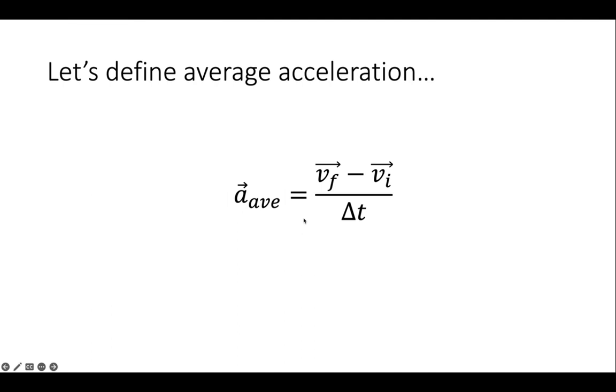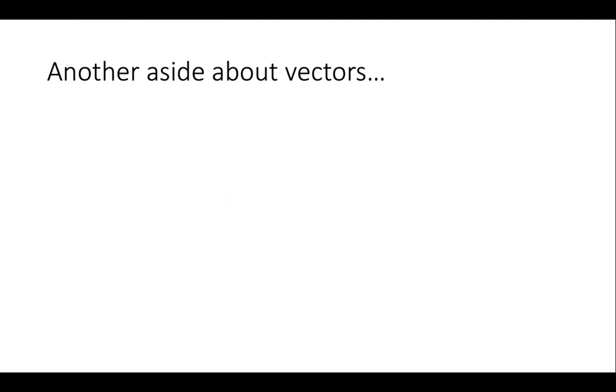However, we haven't discussed how to subtract one vector from another. In this case, we want to subtract the initial velocity from the final velocity. And so since I haven't told you how to do that, we can't apply this definition to our motion diagram yet. So we have to make another aside. We need to talk about vectors just a little bit more, talk about how to subtract one vector from another. To do that, we should talk about how to add one vector to another. So we're going to add vectors.